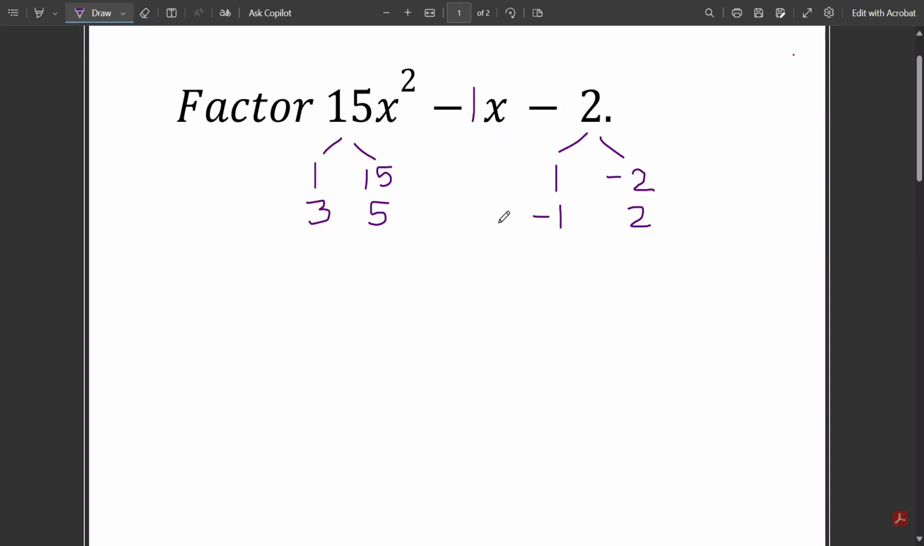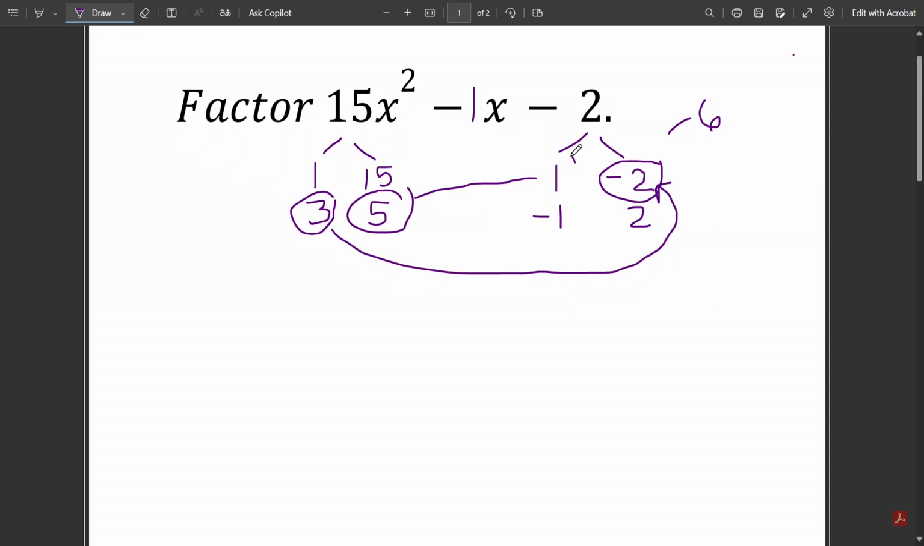So if I do, let's see, 3 here, and I multiply that by negative 2, that's going to give me negative 6, right? And then if I take 5 and I multiply by 1, that's going to give me positive 5. And if I add positive 5 to negative 6, I'm going to get negative 1. So I want to use this pair of factors with this pair of factors. Notice how I'm sticking with the pairs. And now I've got to figure out how I'm going to arrange them.